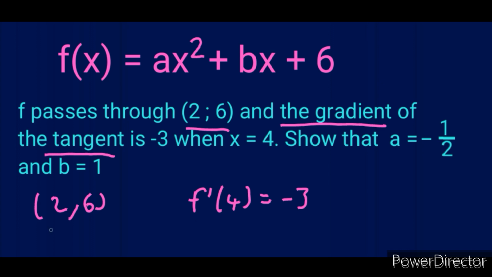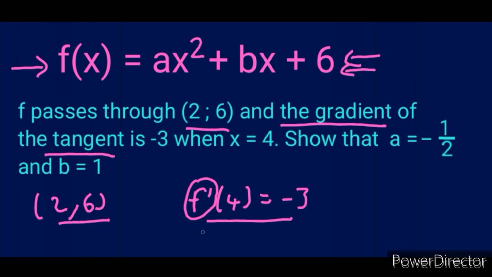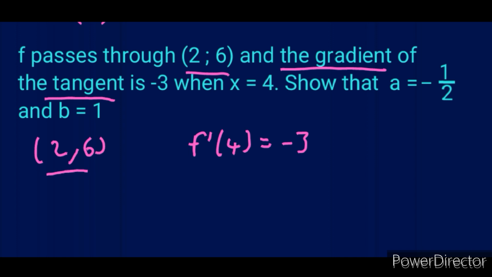So what we're going to do is substitute this information into this equation to create the first equation. Then we're going to substitute this information into the derivative of this equation to create the second equation. The reason we have to substitute it into the derivative is because we're given f prime x, which pertains to the first derivative. So we're going to have to derive this equation and substitute this information to create the second equation. So let's proceed. We're going to deal with substituting this information first.